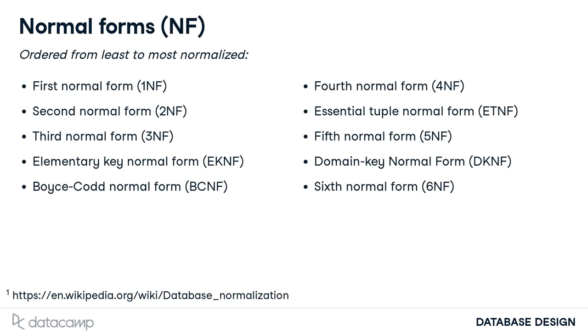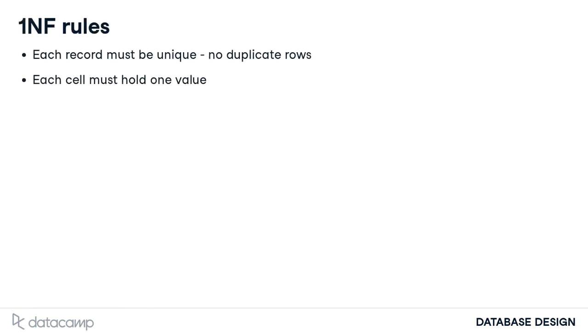These are different extents to which you can normalize. These are called normal forms. Below is a list of them from least to most normalized. Each has its own set of rules, and some build on top of each other. We'll only cover the first three normal forms. Let's begin with the first normal form.